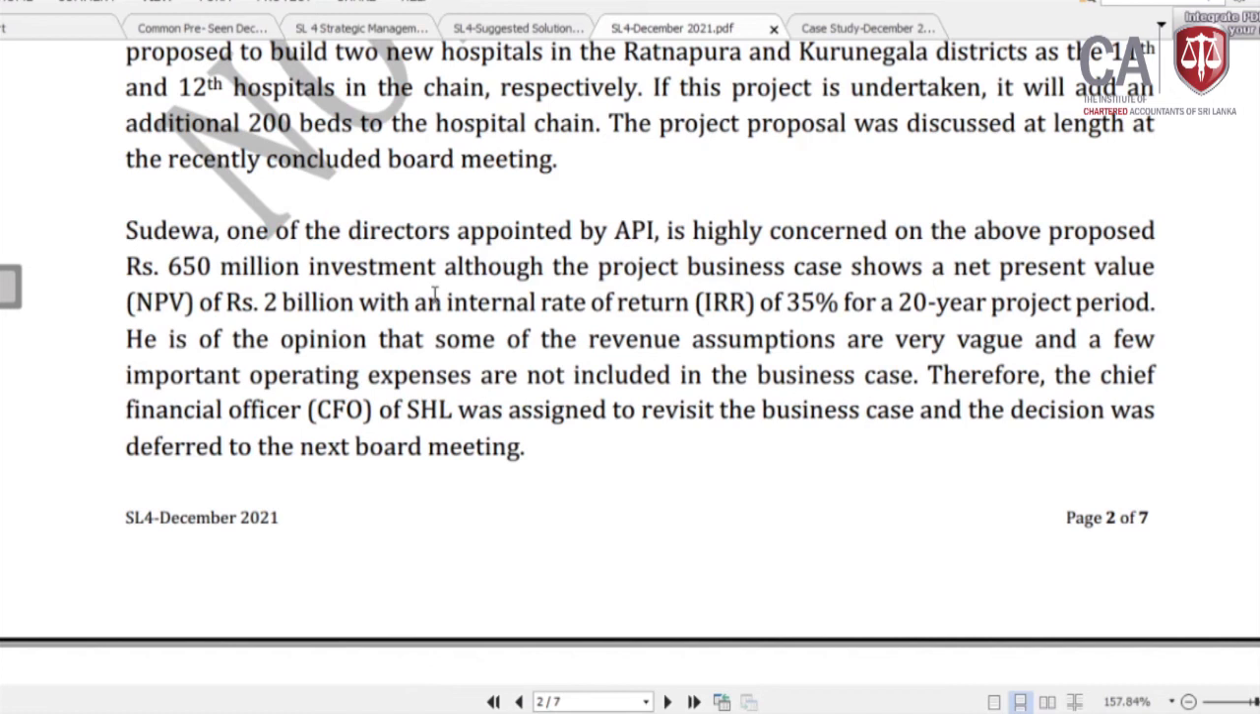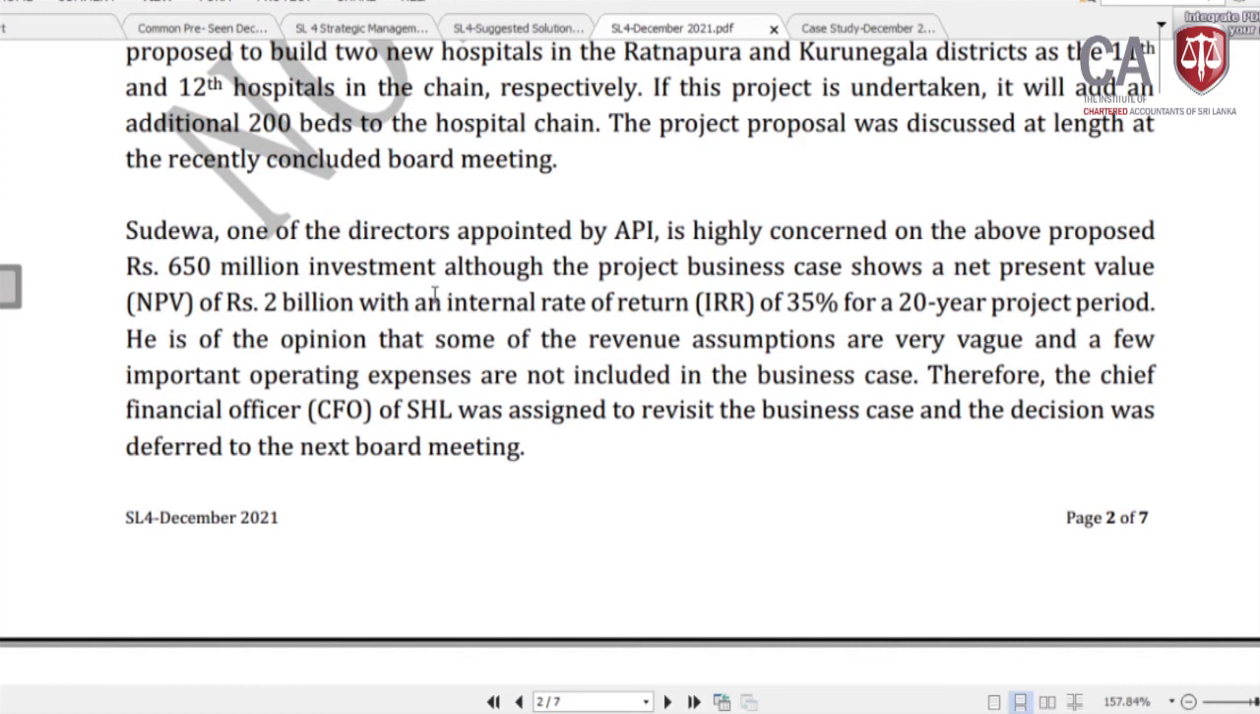He is of the opinion that some of the revenue assumptions are very weak and a few important operating expenses are not included in the business case. Now, to assess this, the board of directors requires you to come up with a revised plan. You have to incorporate some of the operating expenses which are not included, and the assumptions should be changed. You have to come up with a new feasibility study, right.